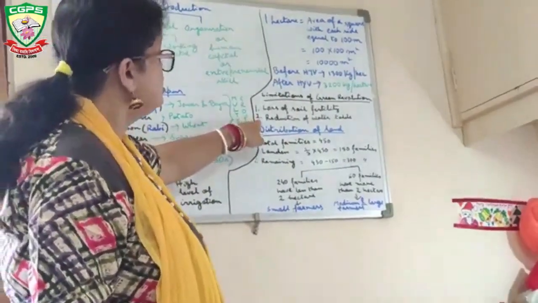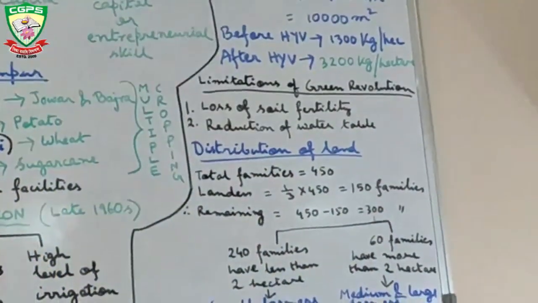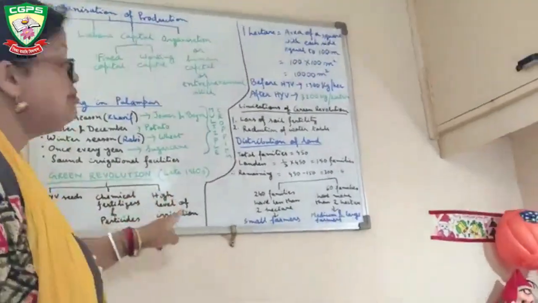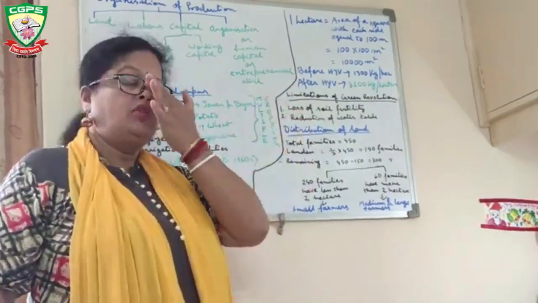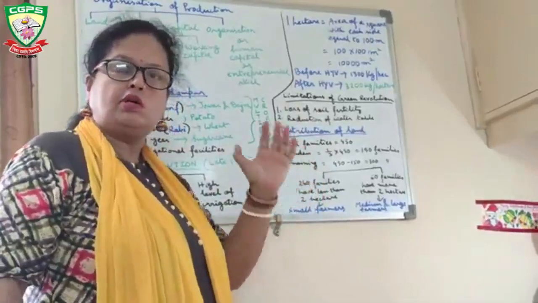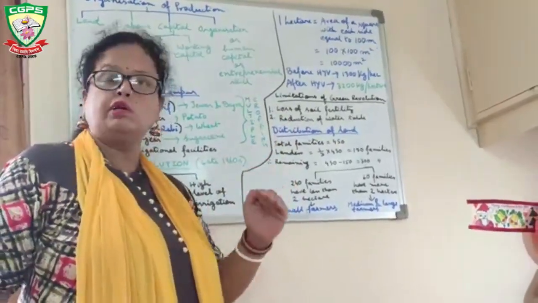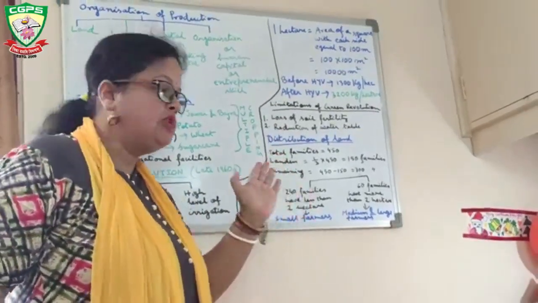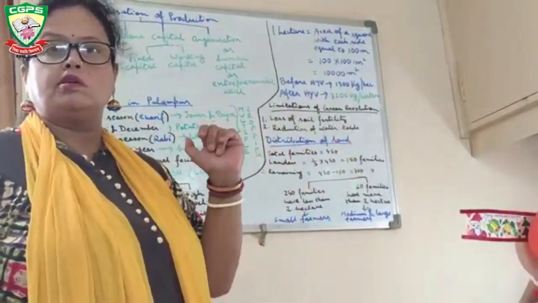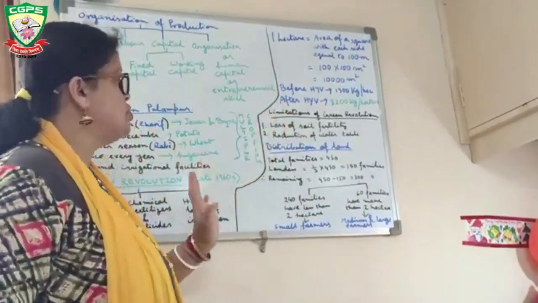Second one is what? Reduction of water table. Already we have noticed here that green revolution involves a high level of irrigation, or specifically tubewell irrigation was needed. So this reduced considerably the ground water table. The ground water table is slowly reducing a lot, and that is why water scarcity is increasing. Water scarcity is there. So these are the two limitations of green revolution.